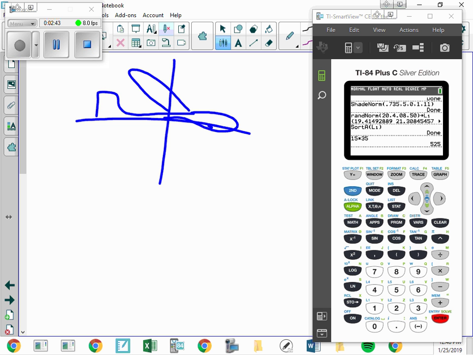This is my airplane. Nothing's wrong with the airplane. It's me that has the problem.